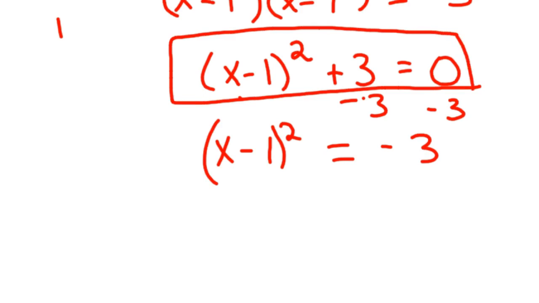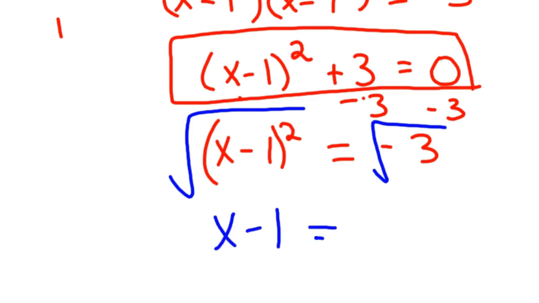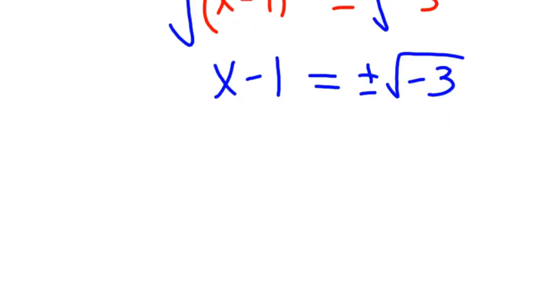And then you'd root both sides. Let me change colors. Getting sick of red. And so you have x minus 1 equals plus or minus the square root of negative 3. Well, I don't know if you know anything about imaginary numbers, but this becomes plus or minus i root 3.